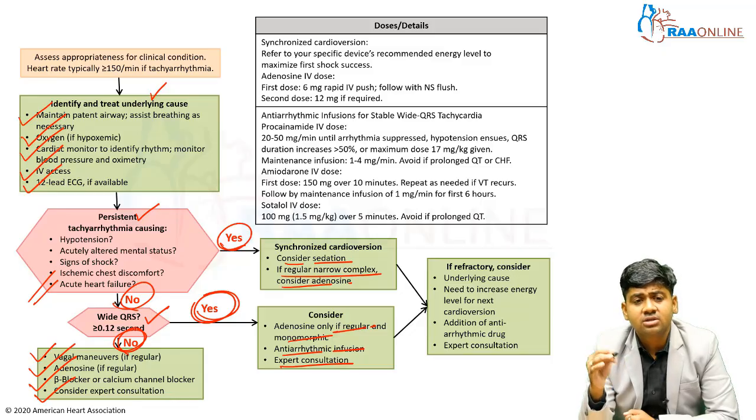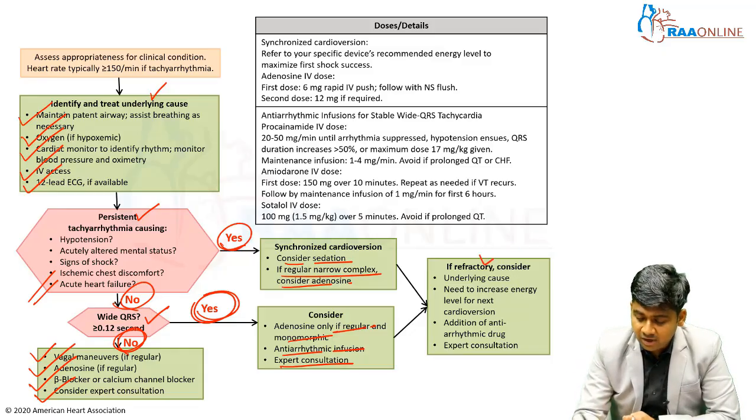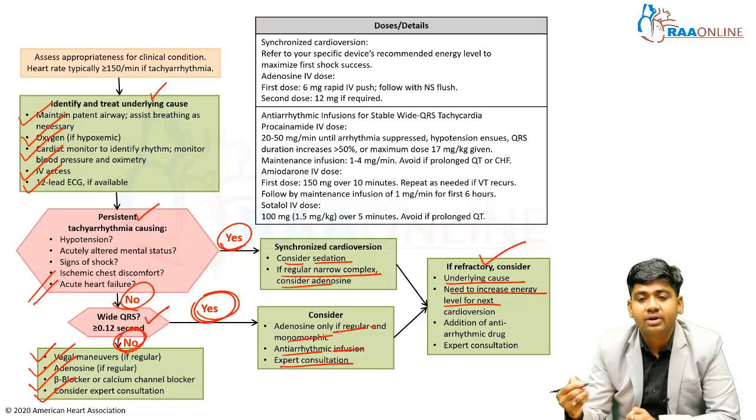If the tachycardia is causing symptoms like hypotension, altered mental status, or signs of shock, then you have to give a synchronized cardioversion. If it is refractory, meaning after giving cardioversion and drugs the tachycardia is still persisting in the patient, you have to treat the underlying cause. You have to increase the energy to the next level of cardioversion, add antiarrhythmic drugs, and also get expert consultation.